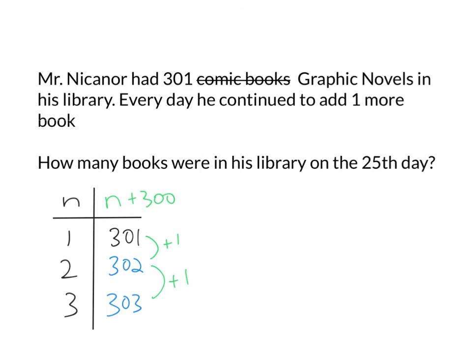If we're looking for the 25th term, and we know that it is n plus 300, if n is 25, then it's 25 plus 300. Your answer should be 325. Is that what you got? Celebrate! This is a big win!